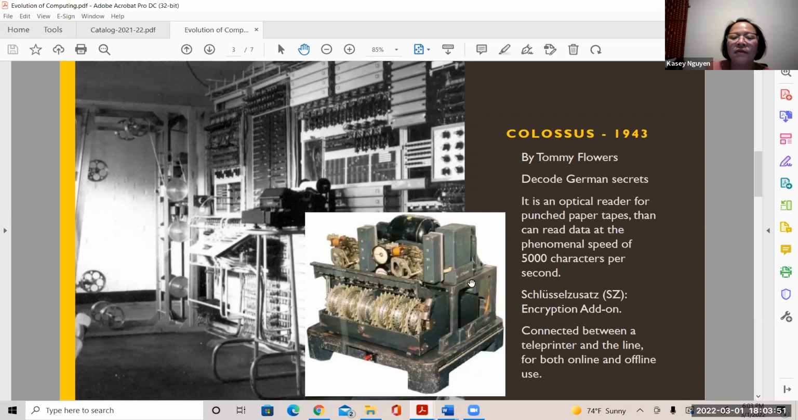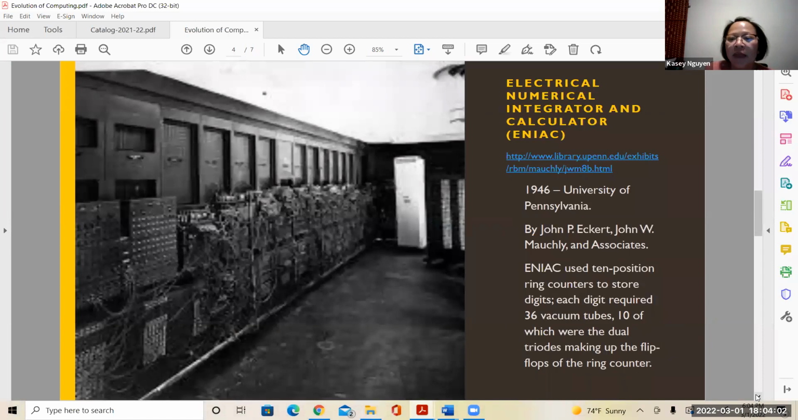And then later on, the replication of it, as you can see, this is still existing in some computer museums. So if you get a chance to visit, you will be able to see. And this is from the University of Pennsylvania. There's a website that's dedicated to ENIAC. And so in 1946, UPenn, John Eckert, Mauchly, and their associates, and on the website now start recognizing some of the women that contributed to this particular project.